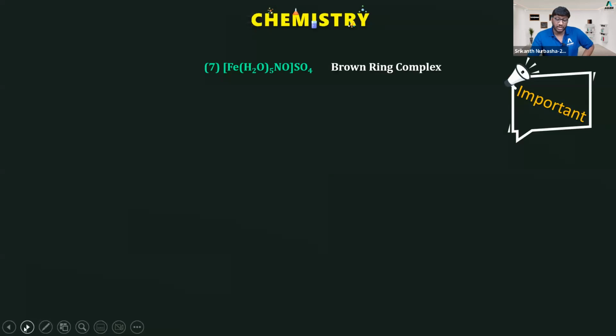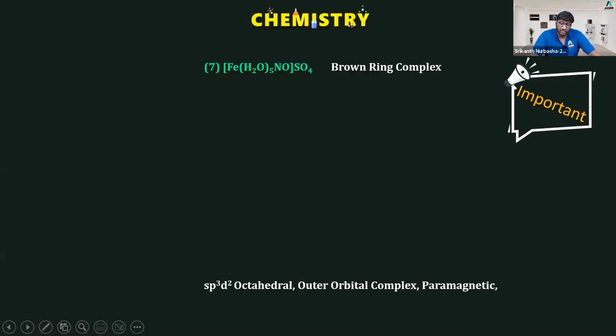Try to figure out this one, students. [Fe(H2O)5(NO)]SO4. It is the brown ring complex. What is the oxidation state of iron here? Plus 1.